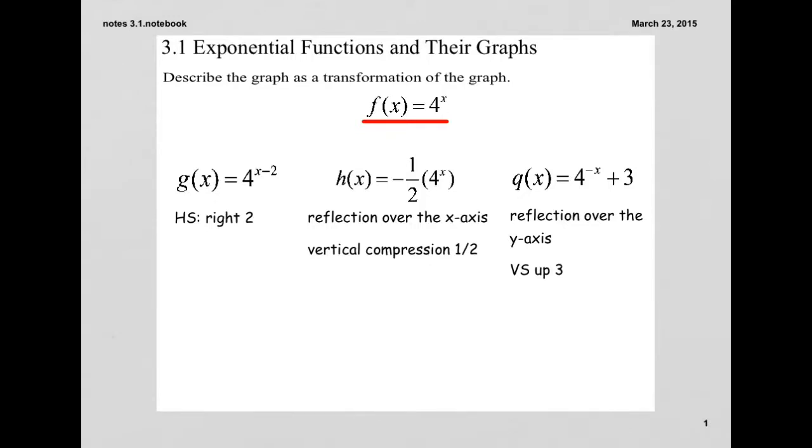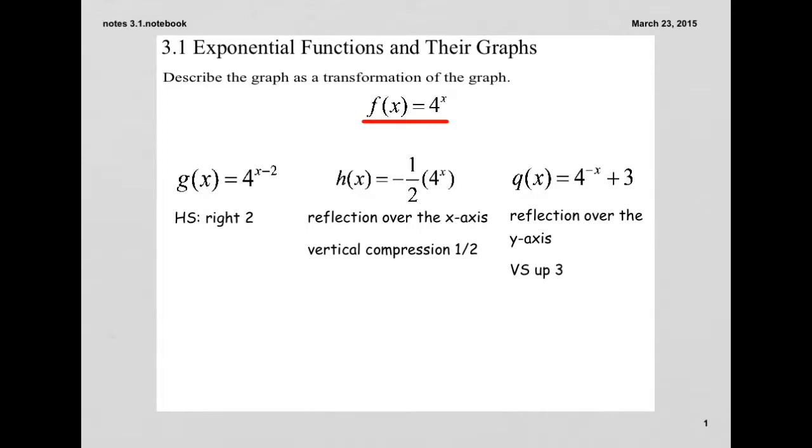Well, in g of x, we've got 4 to the x minus 2, which tells us, since the minus 2 is with the x, it's a horizontal shift right 2. In h of x, we have negative 1/2 in parentheses 4 to the x power. The negative tells us there's a reflection over the x-axis, and the 1/2 gives us a vertical compression of 1/2.